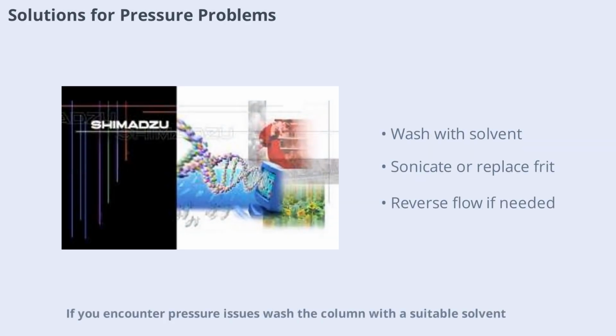If you encounter pressure issues, wash the column with a suitable solvent. If necessary, open the column end, carefully remove and sonicate the filter or frit, or replace it. Washing the column in reverse at a low flow rate can also help clear blockages and restore normal operation.